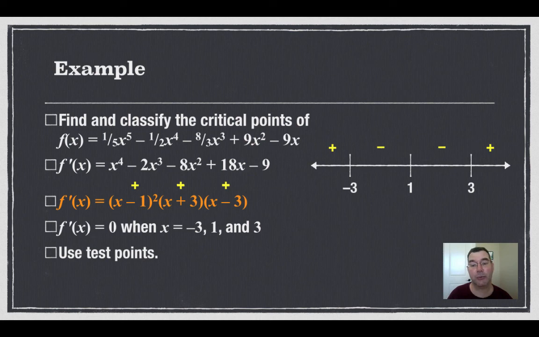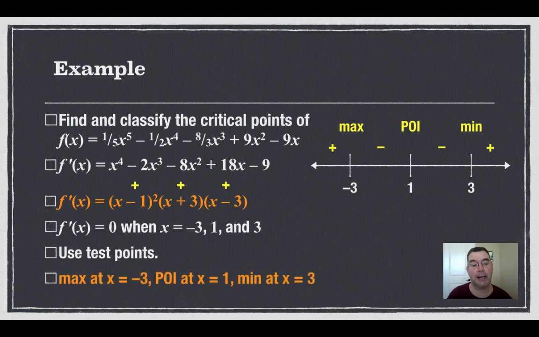So looking at negative 3, if the function is increasing before negative 3 and decreasing after, I must have a maximum there. And looking at x equals 1, it was decreasing before and it's decreasing after. So it's not a maximum, it's not a minimum, it is a horizontal point of inflection, which I've abbreviated with POI. And then lastly at 3, it was decreasing before and increasing after x equals 3, so that can only mean I have a minimum at x equals 3. So just to summarize, I have a maximum at x equals negative 3, a point of inflection at x equals 1, and a minimum at x equals 3.